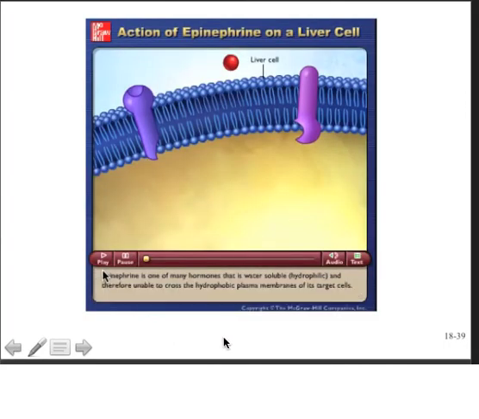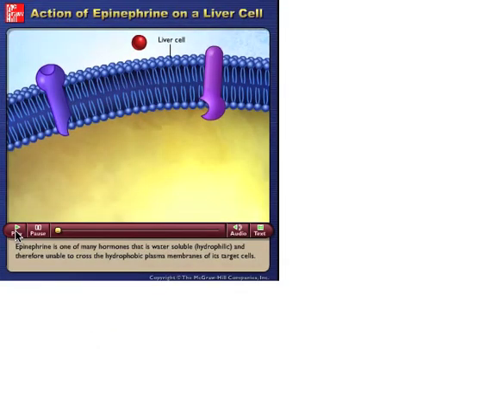So here's just a... Epinephrine is one of many hormones that is water-soluble, hydrophilic, and therefore unable to cross the hydrophobic plasma membranes of its target cells. Instead, it binds to receptor proteins located in the plasma membrane and does not enter the cell. When epinephrine binds to beta-adrenergic receptors on the liver cell, G proteins on the inner side of the cell membrane are activated. Each G protein is composed of 3 subunits, and the binding of epinephrine to its receptor protein causes one of the G protein subunits to dissociate from the other 2.